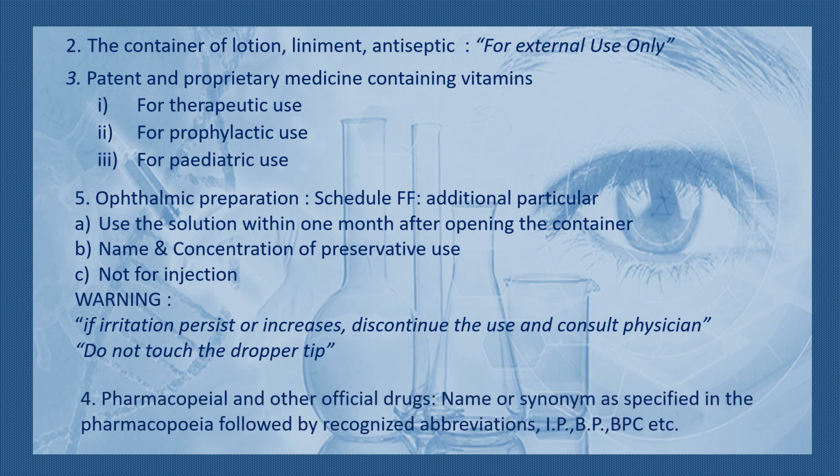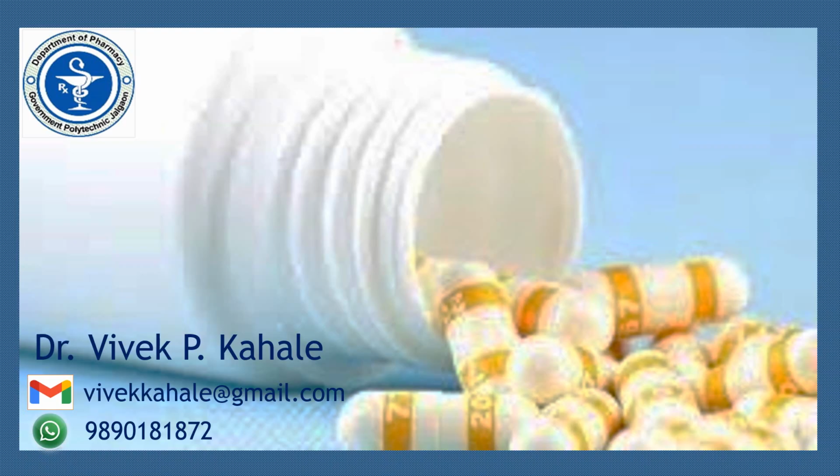And lastly, for pharmacopoeial and other official drugs, there should be the name or synonym specified in a pharmacopoeia, followed by the recognized abbreviation like IP, BP or BPC. So I thought you might have understood all the discussion related to this topic of packaging and labeling of drugs.